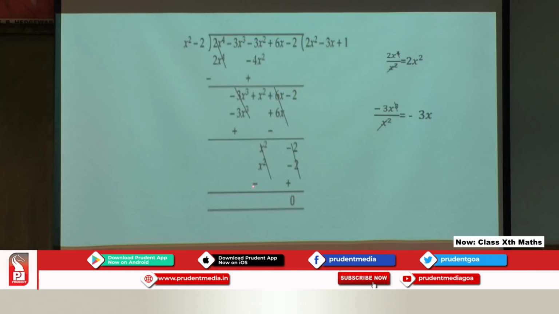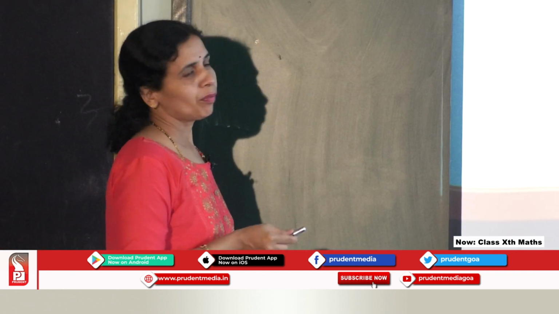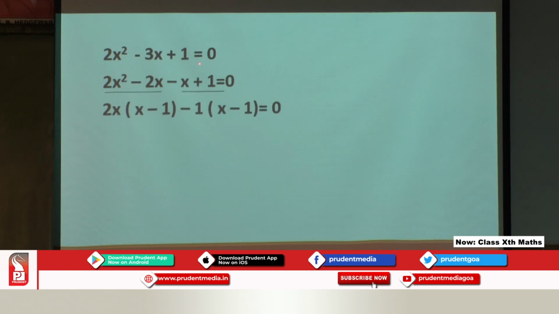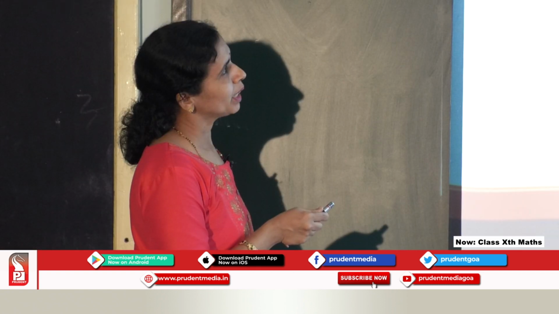Now again we should change the sign: positive changes to negative, negative changes to plus. Now x square minus x square cancelled, and minus 2 and plus 2 are also cancelled. Finally we got the remainder as 0. Now the quotient is 2x square minus 3x plus 1, which is equal to 0.